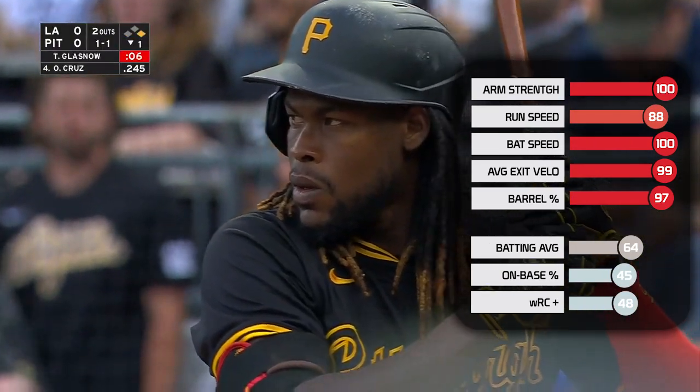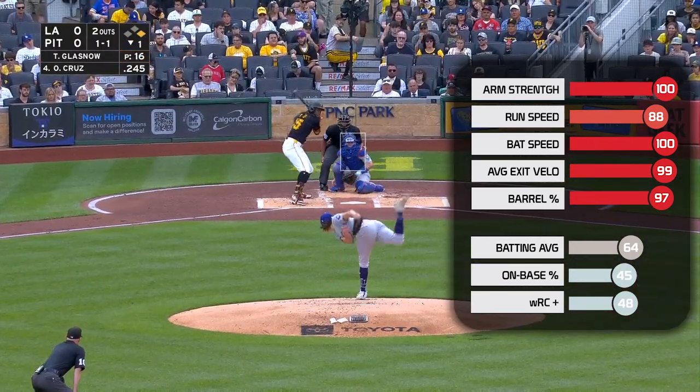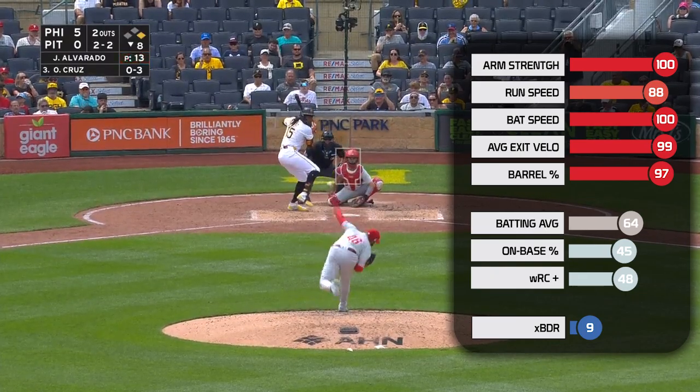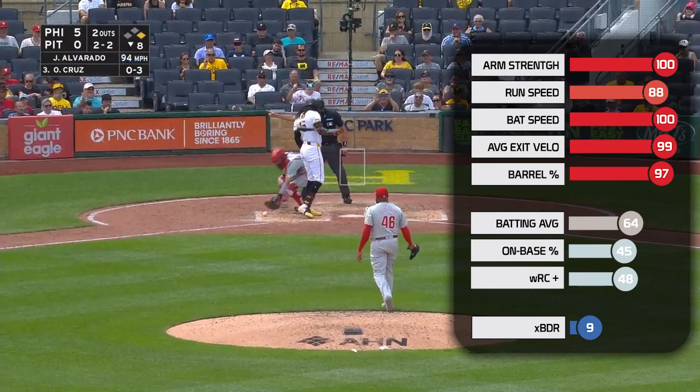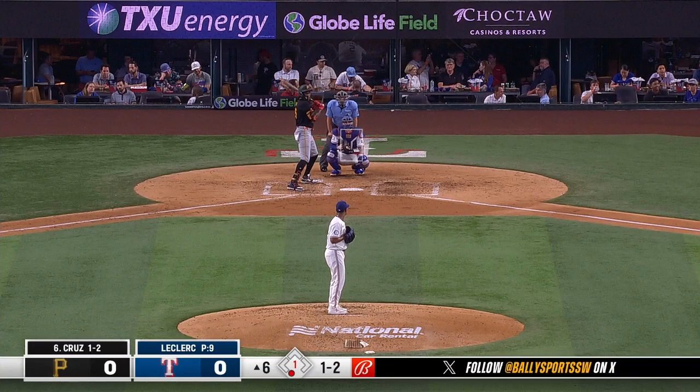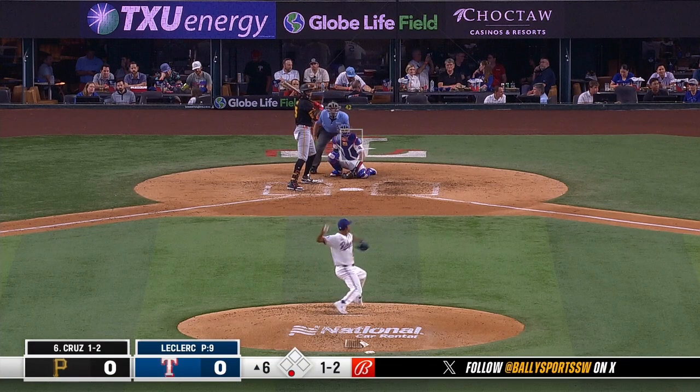You've probably guessed it, Oneil Cruz is making bad swing decisions. Cruz came in at negative 11.96 xBDR in 2024, narrowly missing our bottom 10 list at 14th lowest in MLB. By traditional measurements of plate discipline, Cruz seems serviceable.